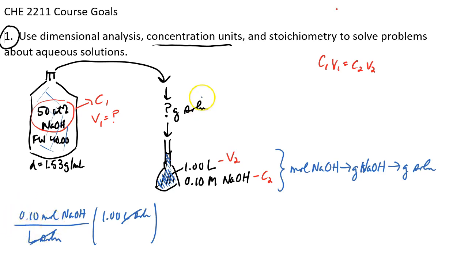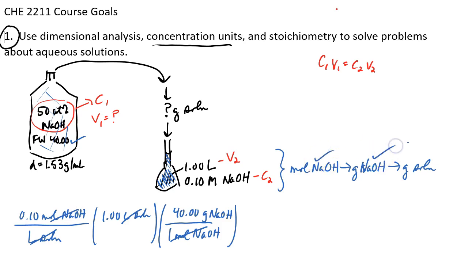So how many grams of solution do we have to add then? Well, I might say that for every 1 mole of sodium hydroxide, there are 40 grams of sodium hydroxide. So the next thing we need is, if we know the grams of sodium hydroxide, how many grams of solution do we need? And by solution, I mean this stock solution here.